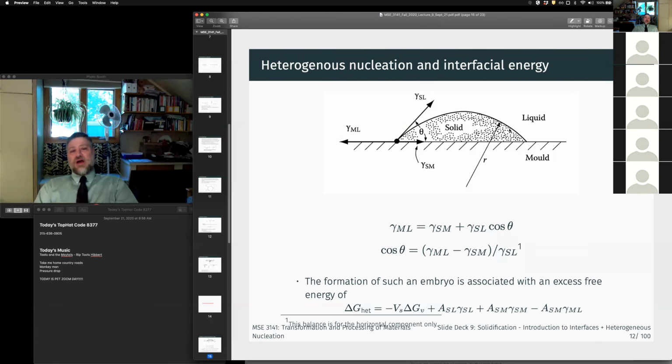So if we go back to our picture of the solid nucleating from a liquid on some third surface, in this case, from the example from the reading, a mold wall in a casting, because the readings are talking about solidification in metals.